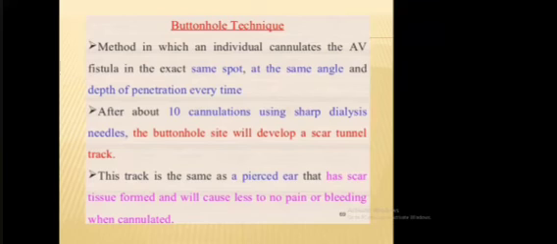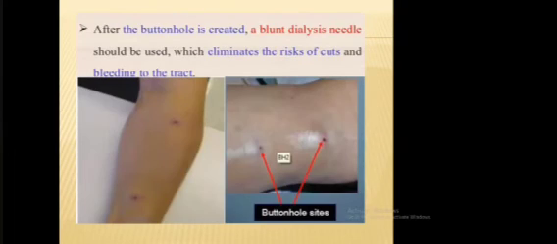Then the buttonhole technique is a method in which you individually cannulate the AV fistula in the exact same spot, at the same angle and depth of penetration every time. After about 10 cannulations using a sharp dialysis needle, the buttonhole site will develop a scar tunnel track. This track is the same as a pierced ear, where scar tissue forms and will cause little to no pain or bleeding when cannulated. After the buttonhole is created, a blunt dialysis needle should be used, which eliminates the risk of cut and bleeding into the tract.